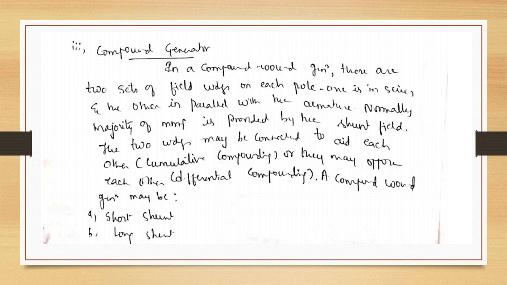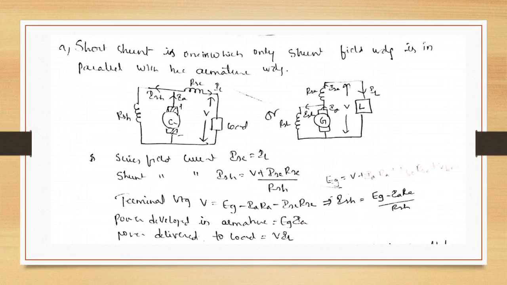A compound wound generator may be short shunt or long shunt. Let us first see the short shunt. Short shunt generator is the one in which only the shunt field winding is in parallel with the armature winding. So what we are telling here, this can be a diagram for short shunt. So in short shunt, only the shunt field winding is in parallel with the armature, whereas the series winding is in series. Now we will see the equations for current, voltages and power.